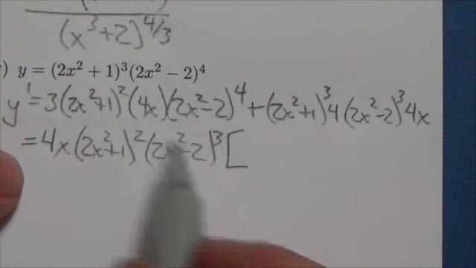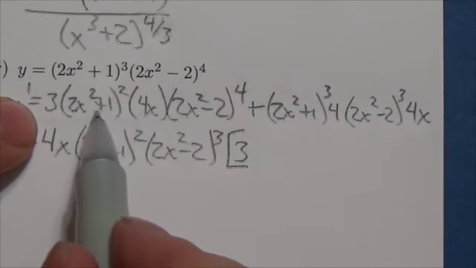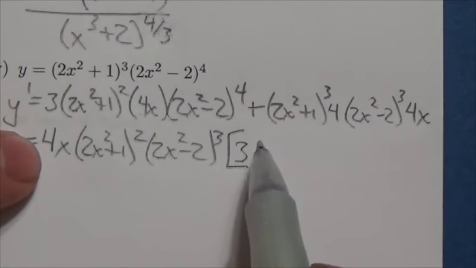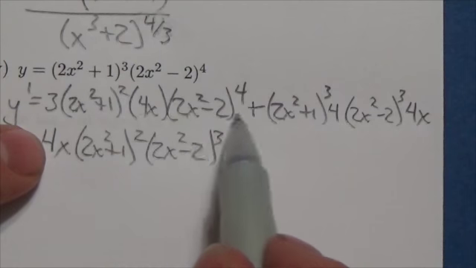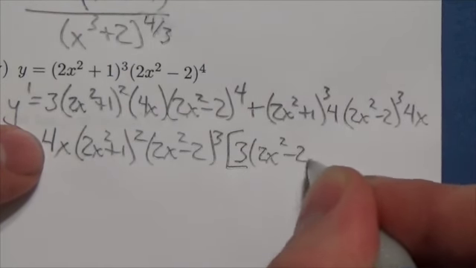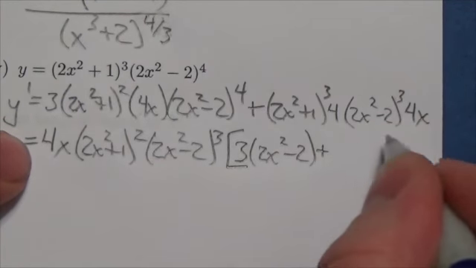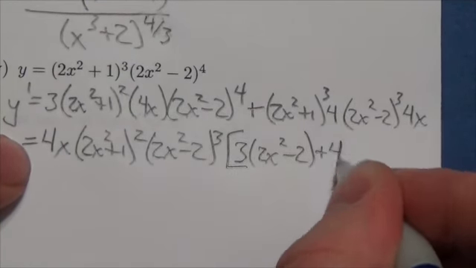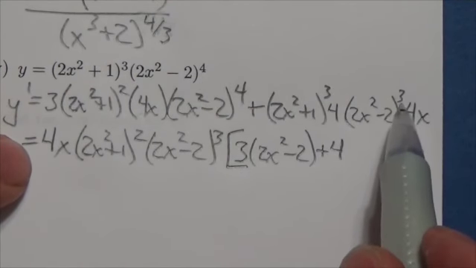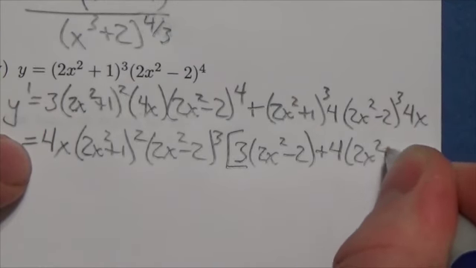Now, multiplied by, okay, what's left over here? Well, I've got a 3. I took out the (2x² + 1), I took out the 4x, and I'm left with one factor of (2x² − 2). Plus, what did I take out here? Well, I took out the 4x, so I'm left with the 4. I took out the (2x² − 2)³, but I only took out one of these, so I'm left with (2x² + 1).